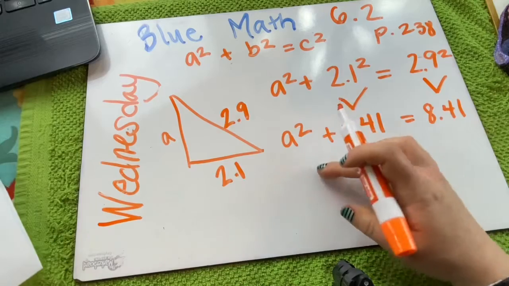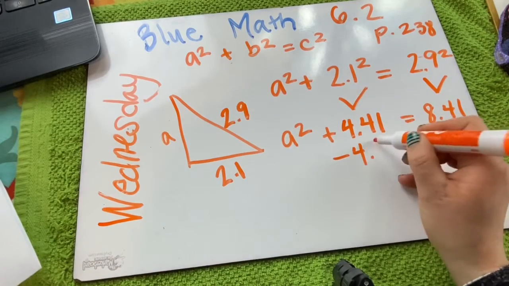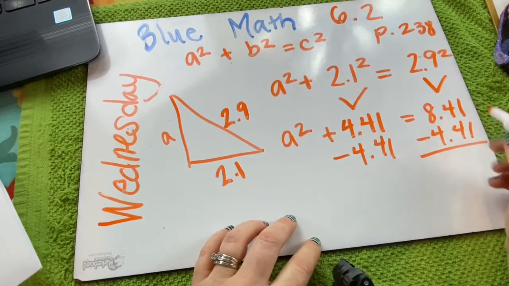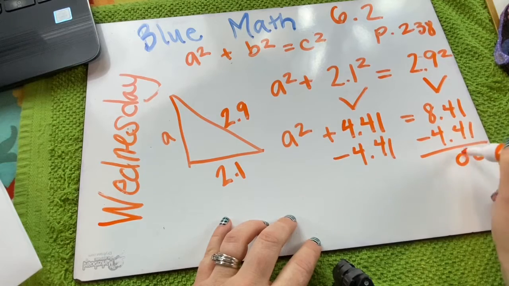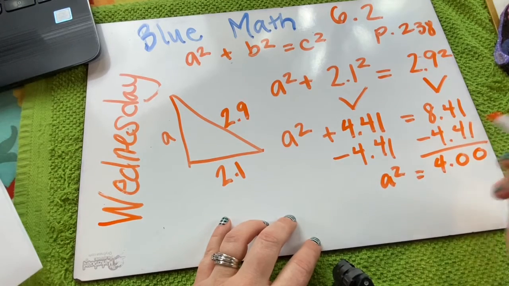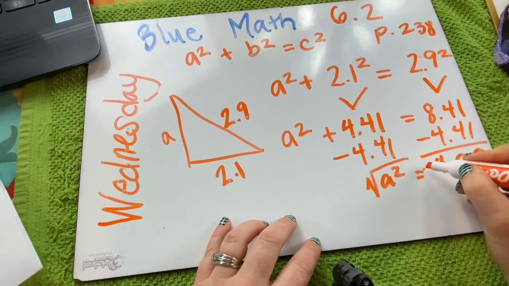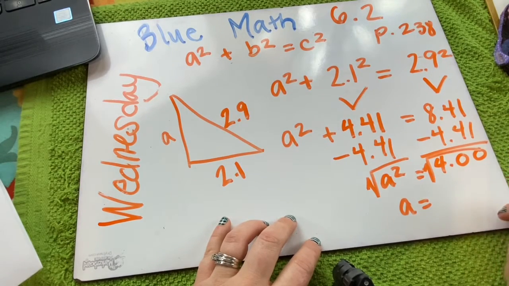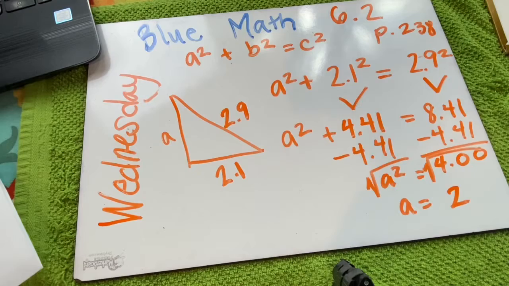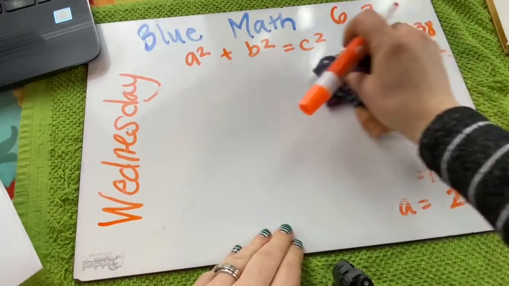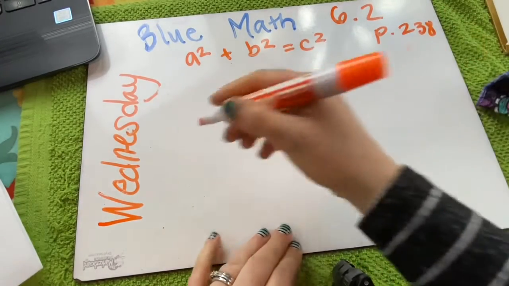Okay, so now I have to solve for A. So I got to subtract 4.41, subtract 4.41, right? So that's 0.4. A squared equals 4, basically. So now I do the square root of that and the square root of that. A equals, what's the square root of 4? 2. Does that make sense? Okay, so let's do another one like that, where you're solving for A or B.